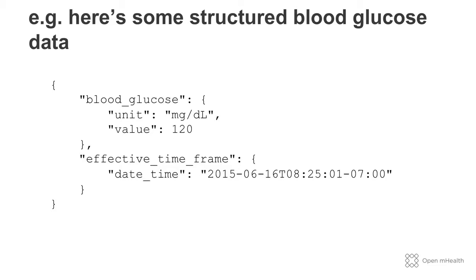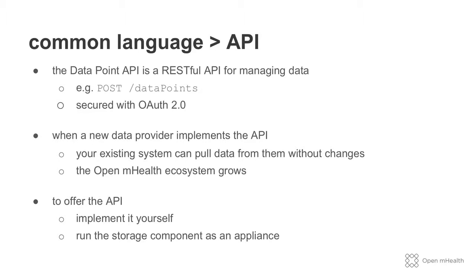Corresponding to this data, there's also a schema which says, look, if you're going to talk about blood glucose, you need to say that the unit is milligrams per deciliter. You need to say what the actual value is, and so on and so forth. So that defines the data, but now we have to move it from one place to another. So we have a data point API, which is a simple, very simple, by design, RESTful API to manage your data. And it's secured with OAuth 2, so that it enables you to share that data back and forth. The cool thing about this is that when a new data provider implements that API, you're using the mHealth API already, it's just a matter of pointing your code to somewhere else, and now you're pulling in data from a whole new source. That is not easy to achieve today.